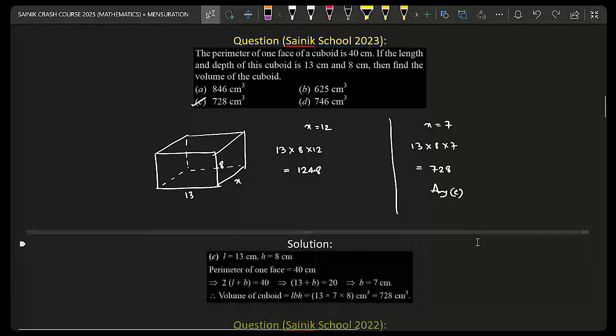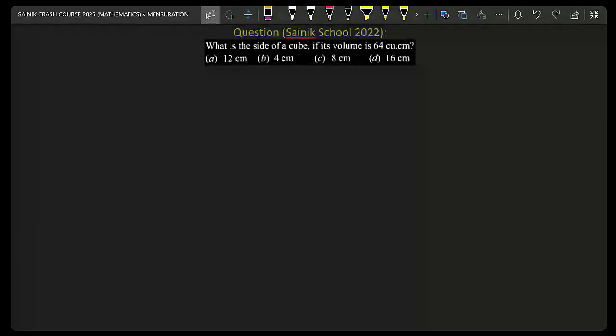So next question, 2022 paper's question. What is the side of a cube if its volume is 64 cubic centimeters? Who's going to answer this? To find the side, very simple question. Arush, can you read the question again? Yes, sir. What is the side of the cube if its volume is 64 cubic centimeters?